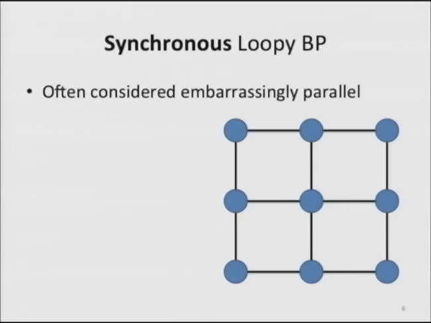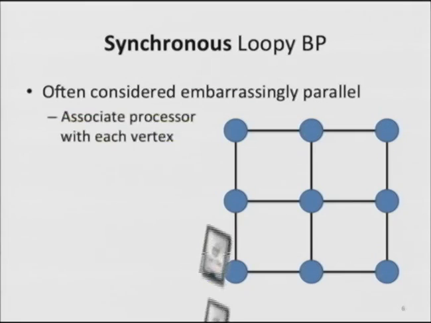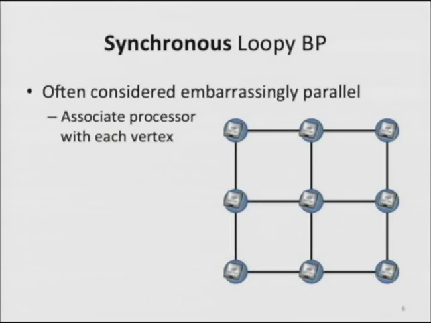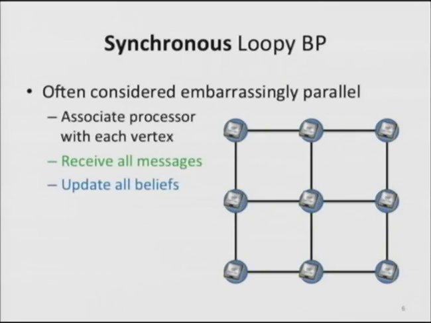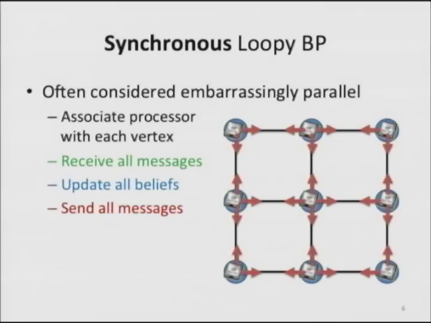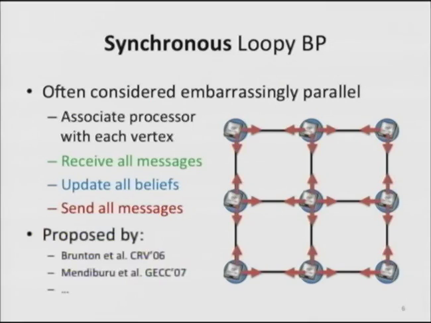Now, this seems like an embarrassingly parallel algorithm. In fact, many have studied this problem and said, look, we can make a very parallel version of this algorithm by assigning processors to our vertices. If I assign a processor, or a virtual processor, to each of my vertices, then I can execute this algorithm entirely in parallel. Each vertex begins by receiving the messages from the neighboring vertices, computing a new belief, and then based on those beliefs, sending new messages to the neighboring vertices. It's an iterative process, and it's been proposed by many people. So that's a parallel algorithm.